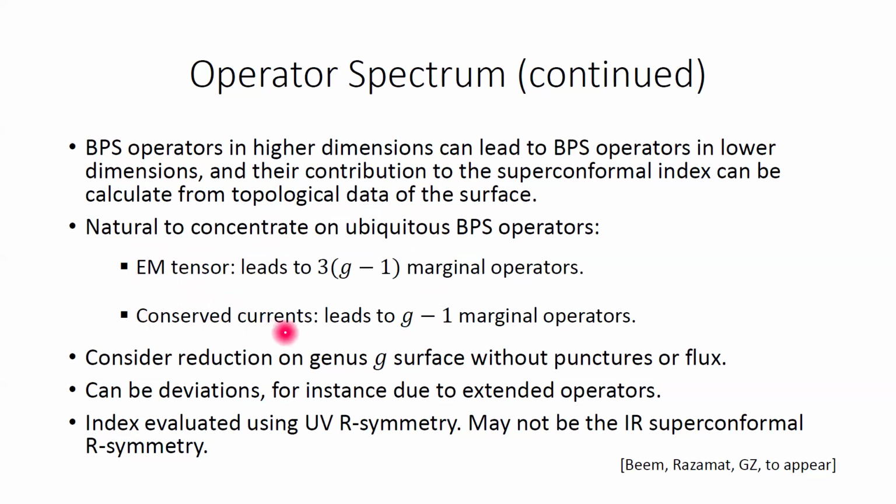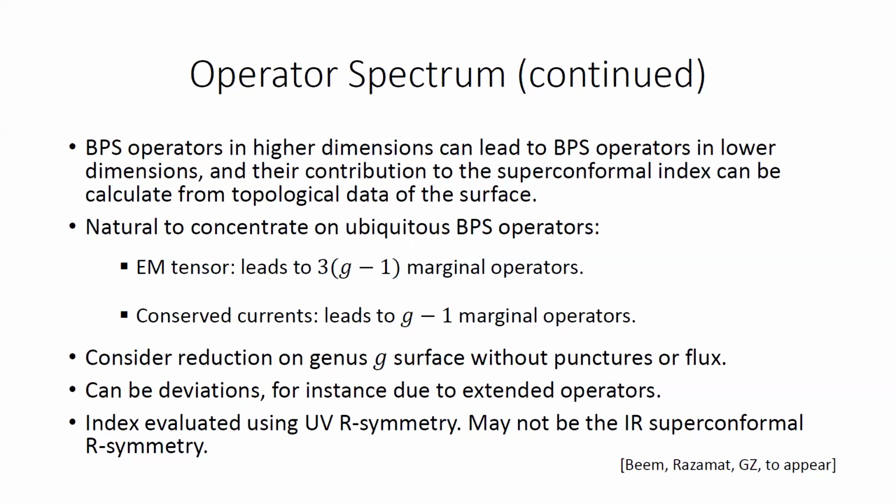Additionally, there are conserved current multiplets. Whenever you have a continuous flavor symmetry, you know that you have them, and precisely in the adjoint representation of the flavor symmetry. Since we usually also know the flavor symmetry of the SCFTs, it's usually pretty easy to infer their existence. Now, when you do this procedure, again, I'm just going to tell you the result. I'm not going to say how you actually do the computation. It turns out that the energy momentum tensor leads to a contribution to the index of 3g-1 marginal operators. For conserved currents, you get something similar, but just g-1 marginal operators.